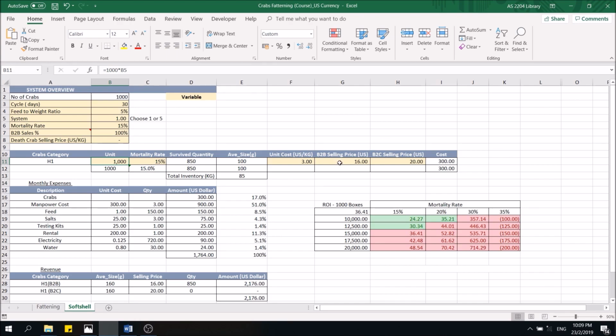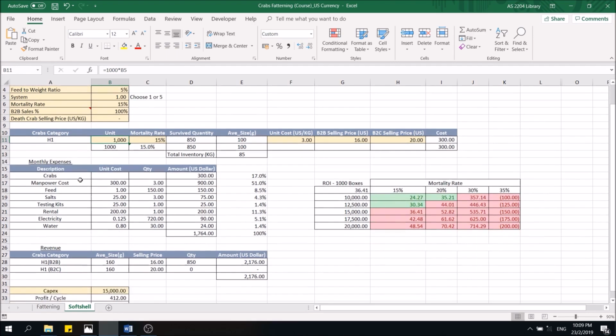And this is the B2B selling price, which means $16 per kg, and the B2C selling price. For soft shell, you hardly have any B2C market, but after you have volume, maybe you can try B2C. For now, we just focus on B2B sales only for this case.